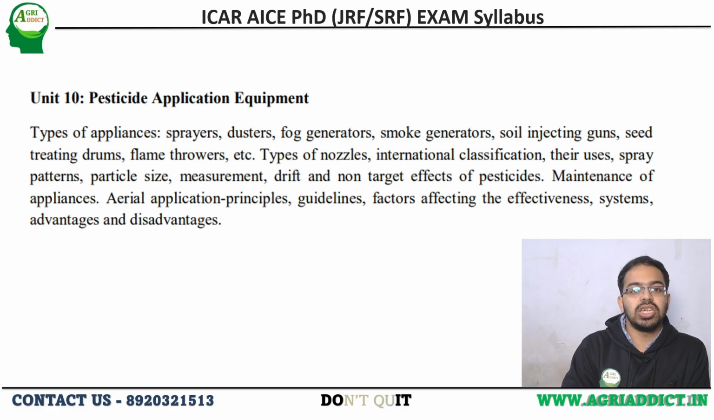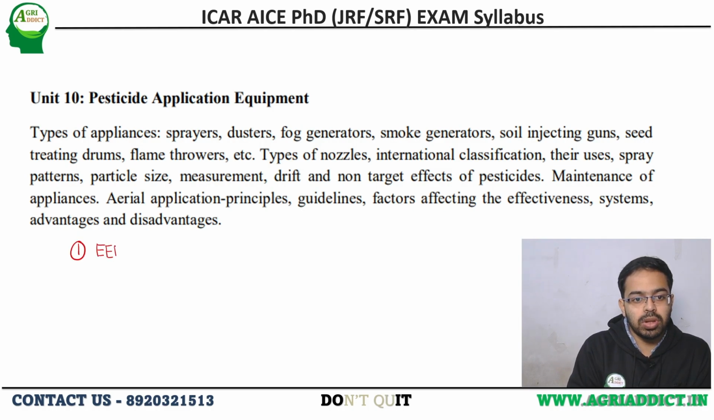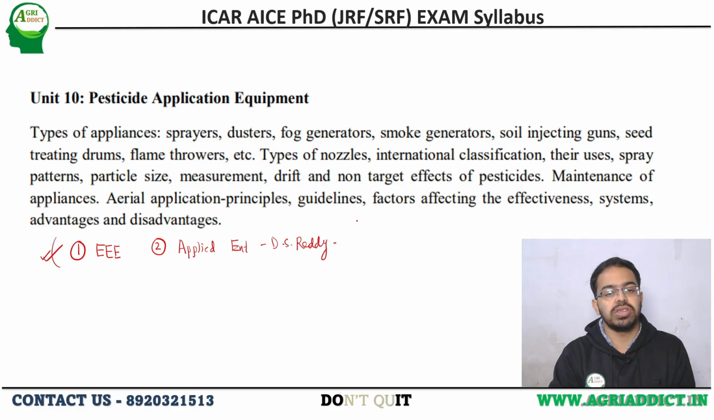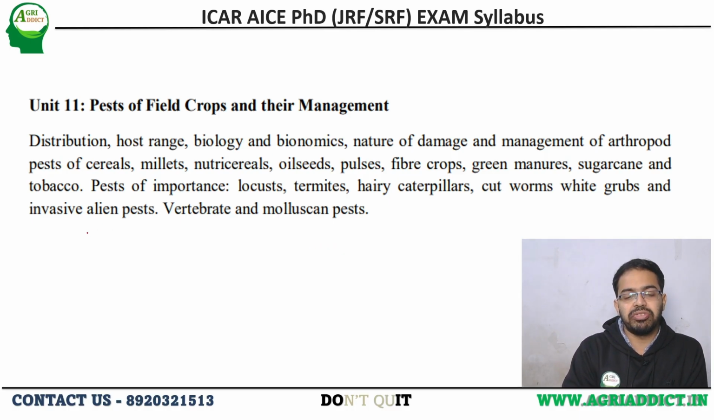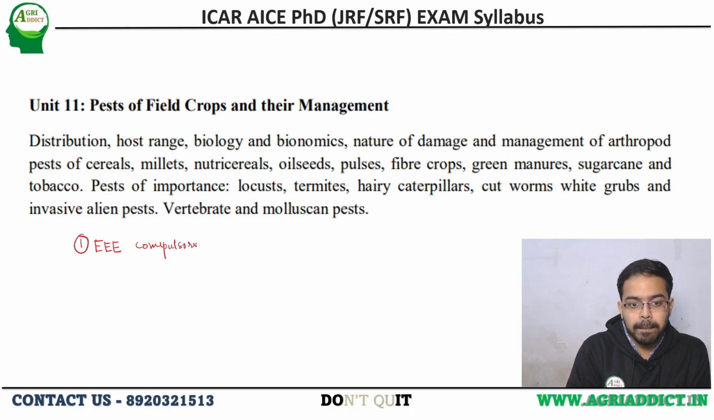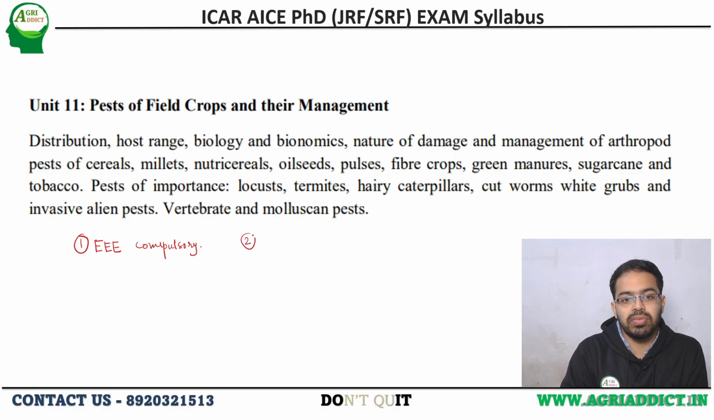Next, pesticide application equipment. For this, no need to study any specialized book. You can only read Elements of Economic Entomology, or you can read Applied Entomology by D.S. Reddy. These two books will be enough for completing this particular unit. Now, pest of field crops and their management, where different type of pests will be there, and for this you need to read Elements of Economic Entomology compulsorily, and if you have less time, then you can follow Applied Entomology by D.S. Reddy.